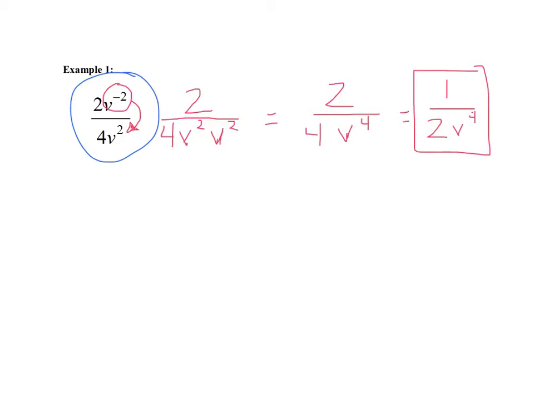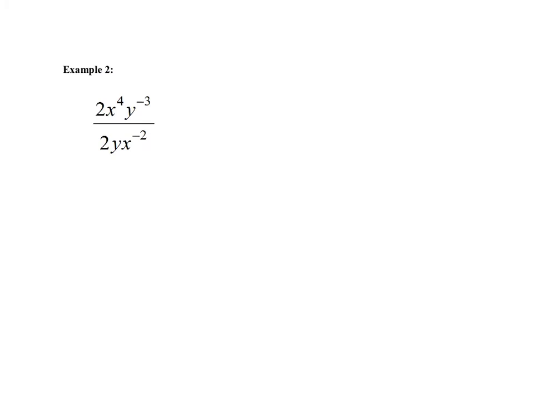Let's look at an example that's a little more complicated. Alright, in this example we have 2 negative exponents. We've got a negative exponent on the numerator, this y to the negative third power. We need to move that to the denominator. But we also have this x to the negative second power that we need to move up to the numerator. Okay, so we need to kind of flip-flop that y and that x.